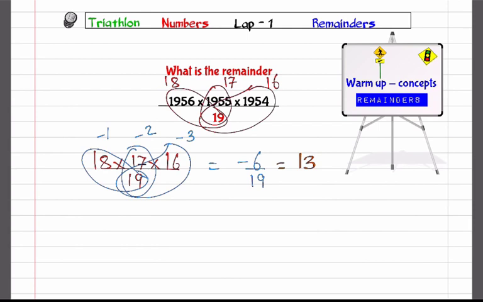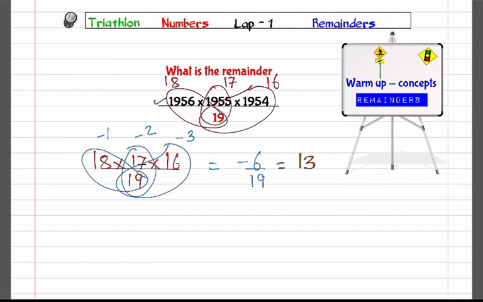So I give you this problem now. 1956 into 1955 into 1954 divided by 19. Now how do I solve this? First way, I can multiply 1956 into 1955 into 1954. I'll get a 10-digit number. I can divide this by 19 and get the remainder, but that is tedious. So what do I do? I find out the individual remainders.